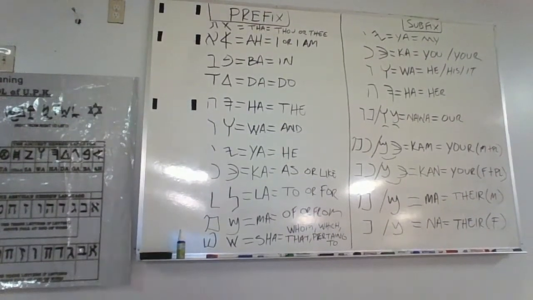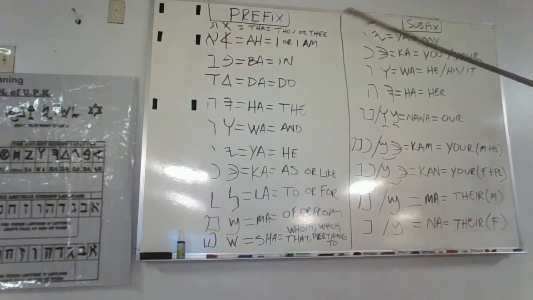Now coming over to the suffix side, and all this is going to make sense very soon. We're going to apply this. The suffixes: pre is at the beginning of the word, sub is at the end of the word. Prefix, beginning of the word. Suffix, end of the word.